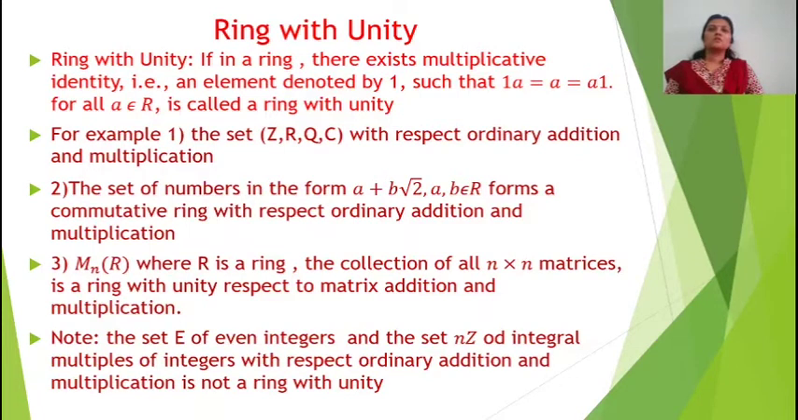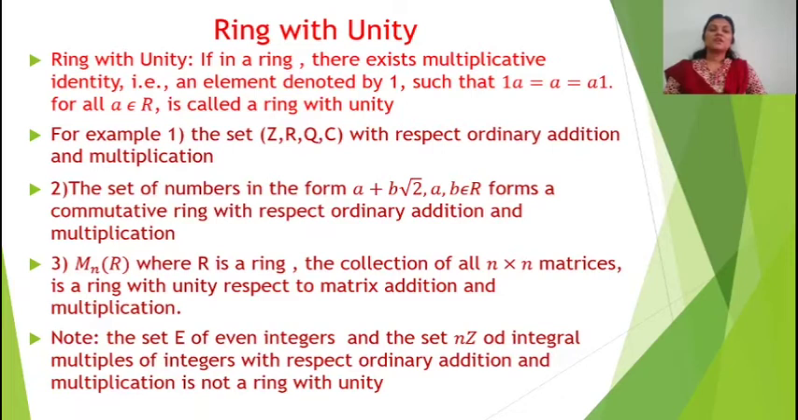Here also the unit element is 1. Now M_n(R), where R is a ring, is also a ring with unity. Here the unit element is the identity matrix I_n. Not the set E of even integers: 0, 2, 4, 6. There the number 1 is not there, so it's not a ring with unity.